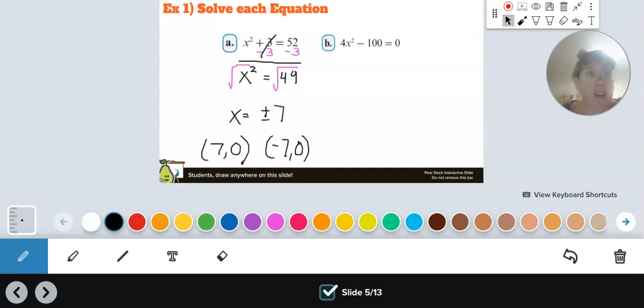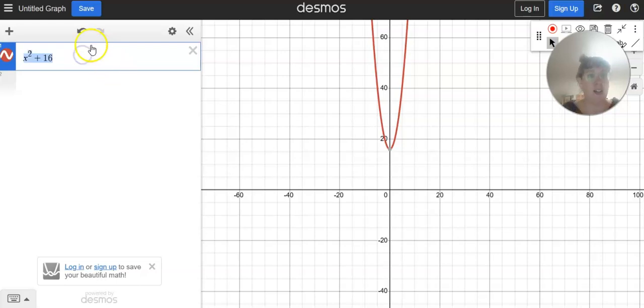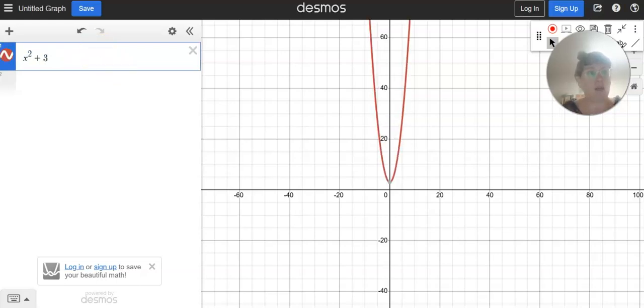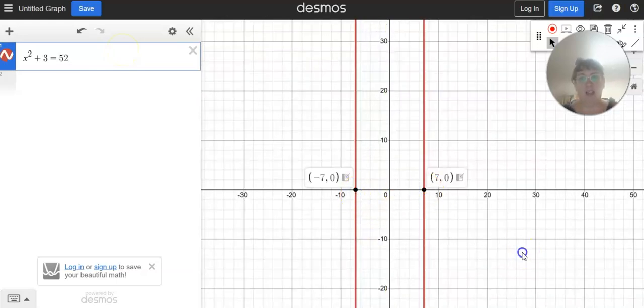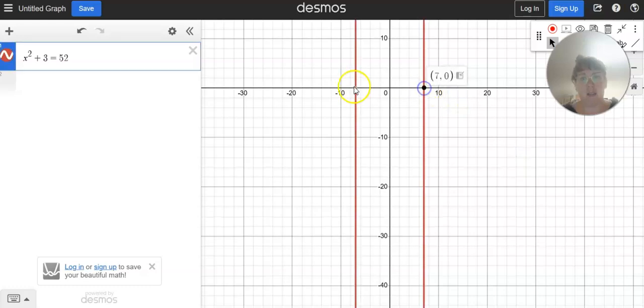And if you want to see that on the graph, we can always check our answer. So we had x squared plus 3 equals 52. Here we go. And here's our x-intercepts at 7 and -7, just like we got.